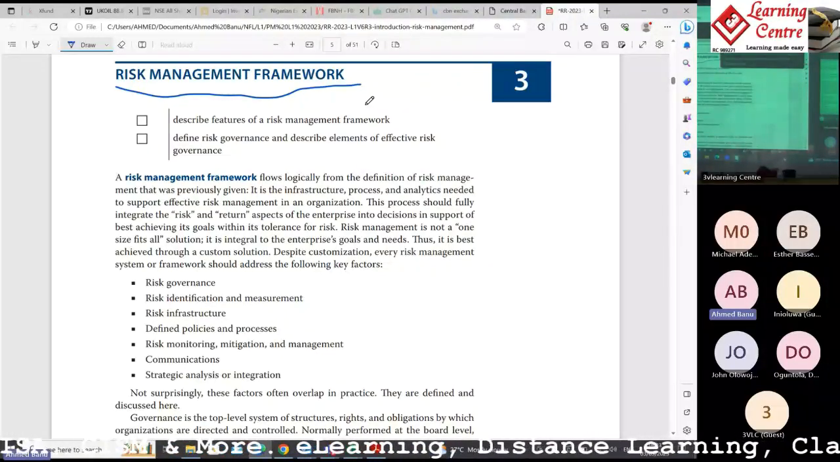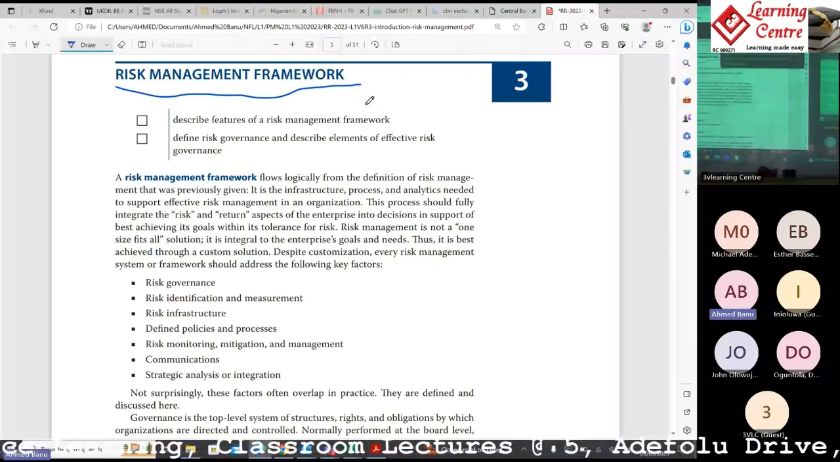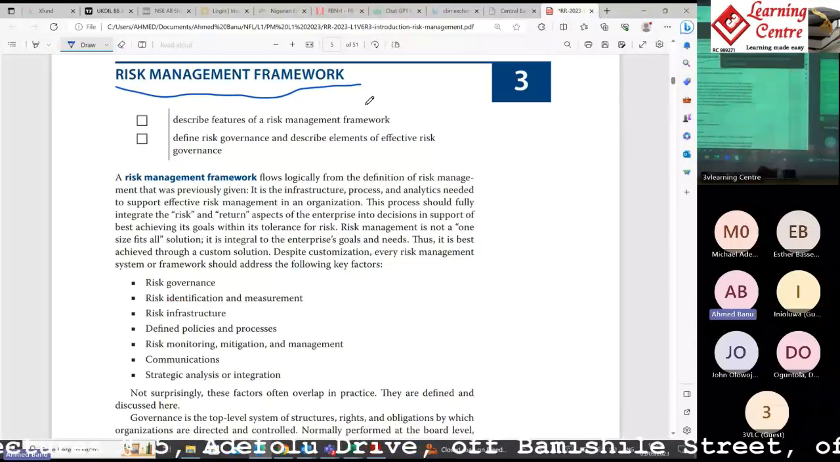So a risk management framework flows logically from the definition of risk management that was previously given. It is the infrastructure, process, and analytics needed to support effective risk management in an organization. So you are creating a framework that supports the risk management decisions and risk management activities of an organization.